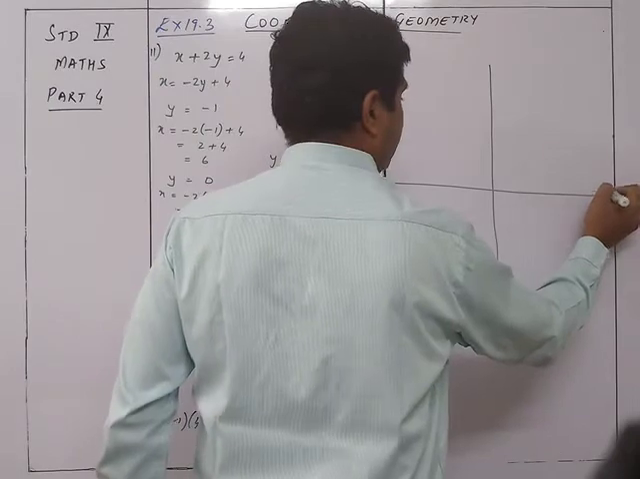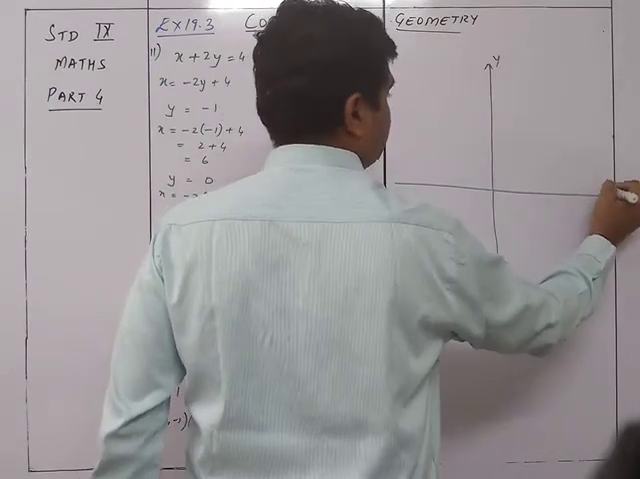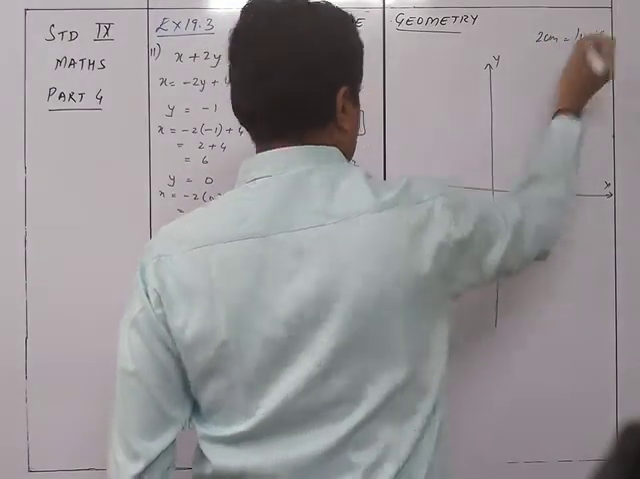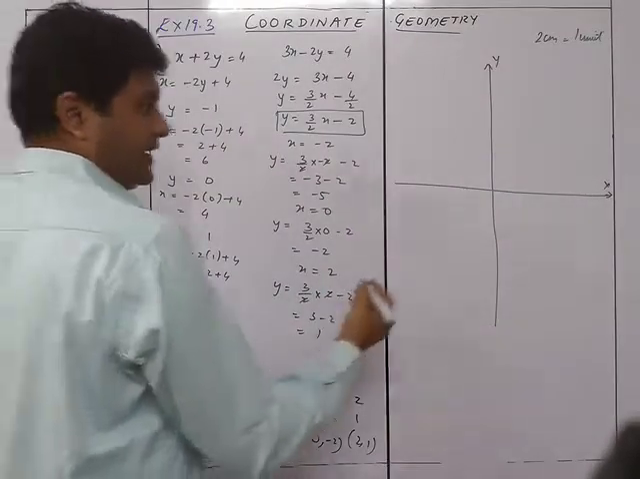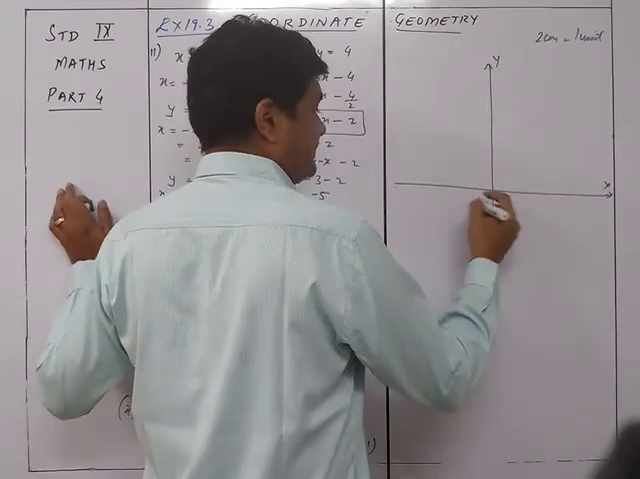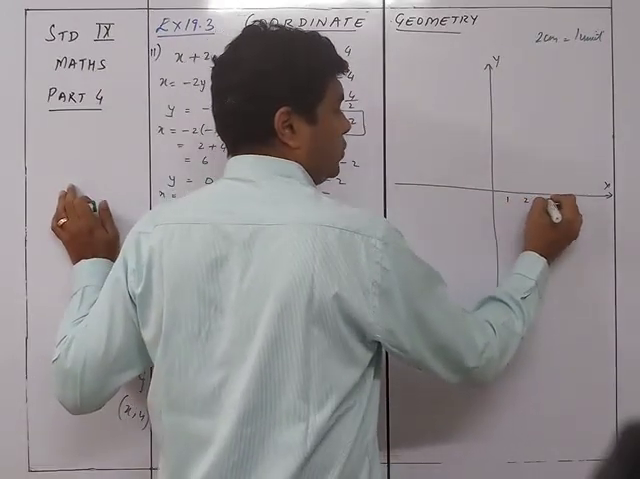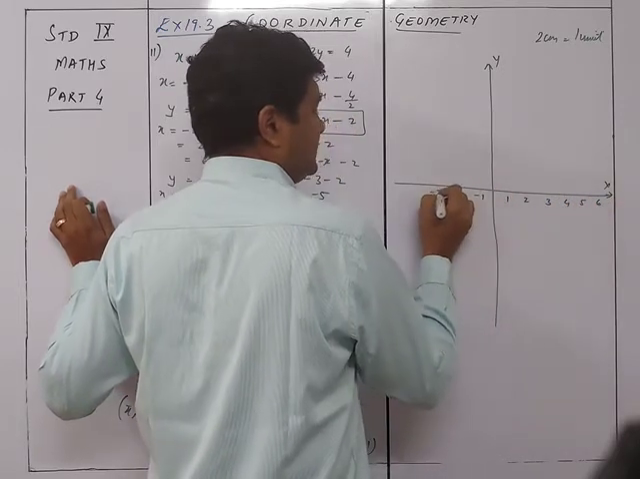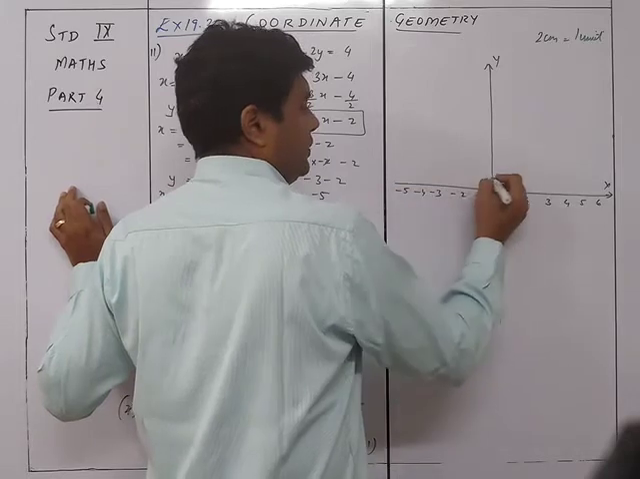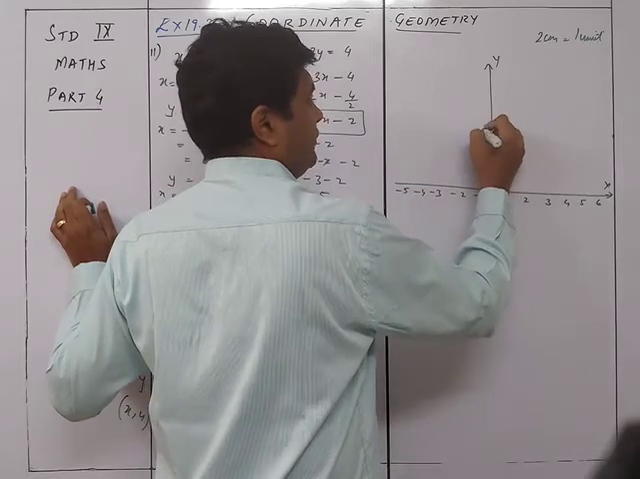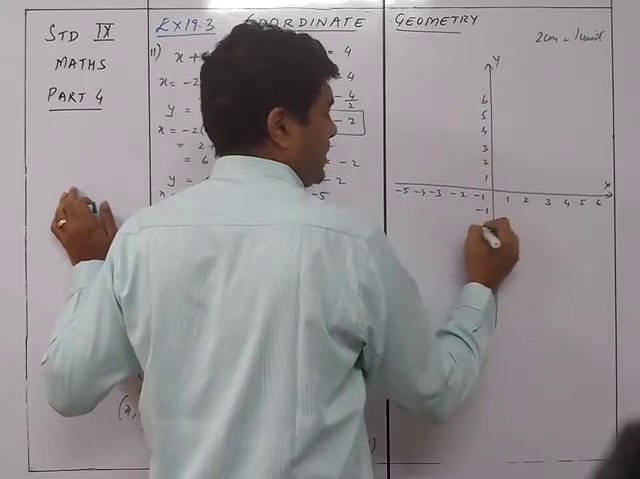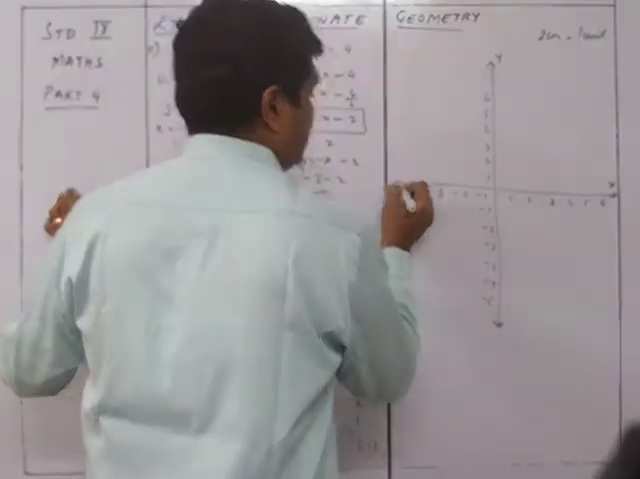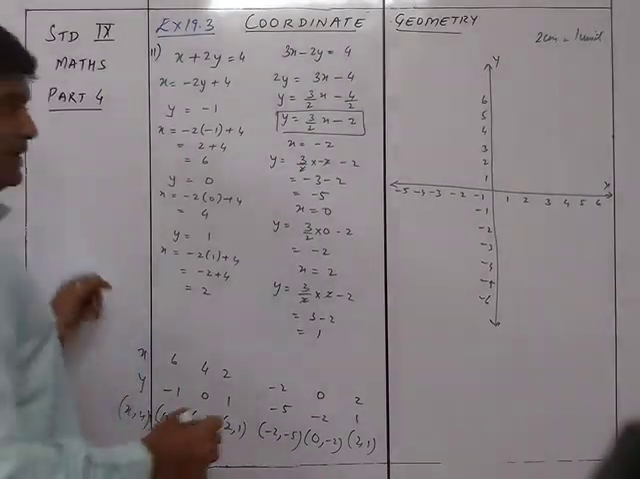X-axis, y-axis. 2 centimeter is equal to 1 unit. You are having the maximum value as 6 and minus 5, again the same thing. So the x value goes up to 6, so it is 1, 2, 3, 4, 5, 6, minus 1, minus 2, minus 3, minus 4, minus 5. Here it will be 1, 2, 3, 4, 5, 6, minus 1, minus 2, minus 3, minus 4, minus 5, minus 6.